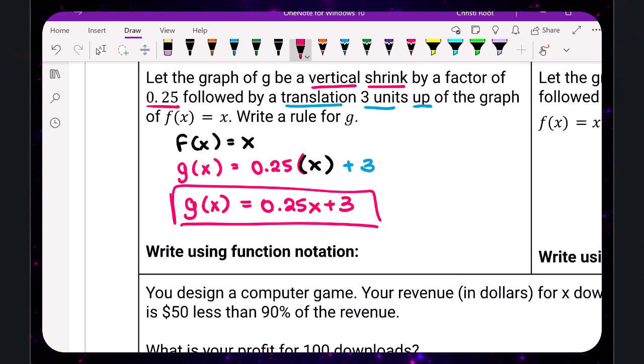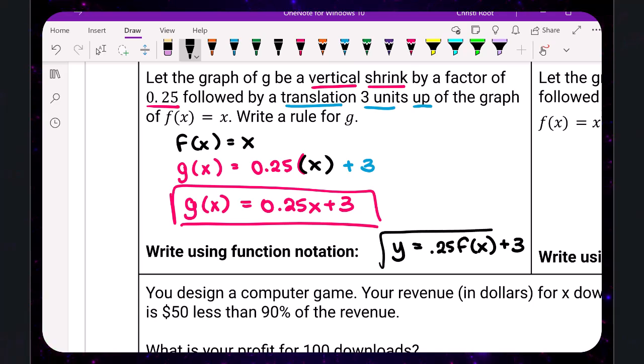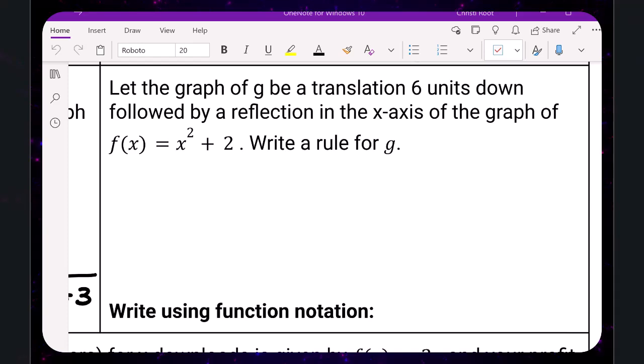Let's go ahead and do the function notation. So we're going to do y is equal to, now remember you start with f of x. So to apply that shrink, I'm going to multiply by 0.25. And then I'm just going to simply add 3 to that. And that's that generic function notation. On to the next example.